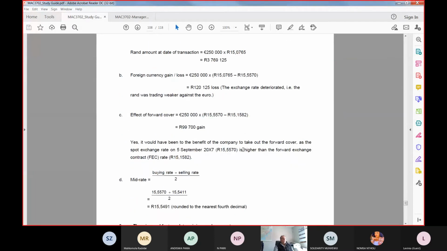Let's look at the calculation. Here they say, effective 250,000 times 15.55 minus the FEC amount. There will be a gain of 99,700 rand, because they took the FEC. Interesting, eh?